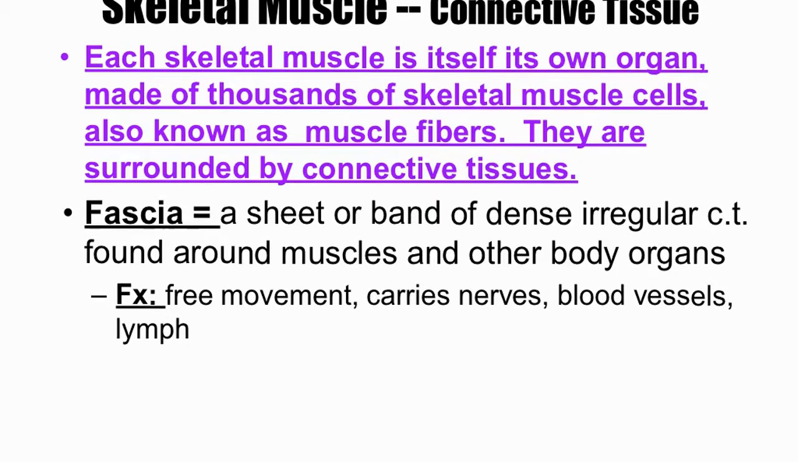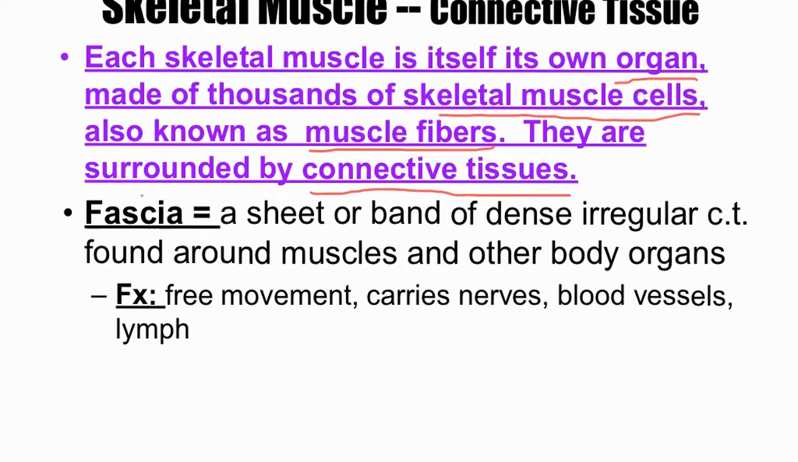All right, so each skeletal muscle is itself an organ. It's its own organ. Now, these organs are made of thousands and thousands of skeletal muscle cells, and skeletal muscle cells are also called muscle fibers. So a muscle fiber is the same thing as saying a skeletal muscle cell. Now, these muscles and muscle fibers are not made of strictly muscle cells. They're also made of a lot of connective tissues.